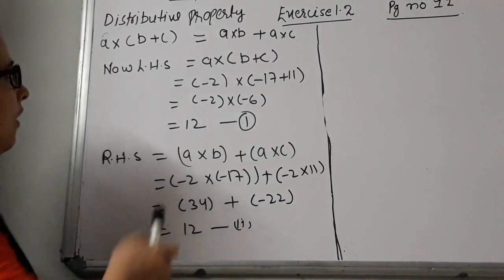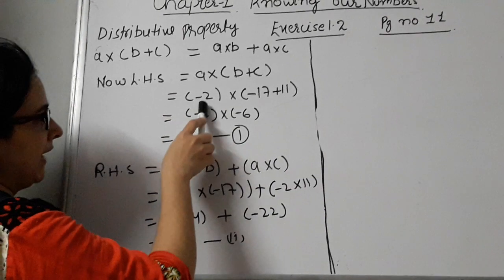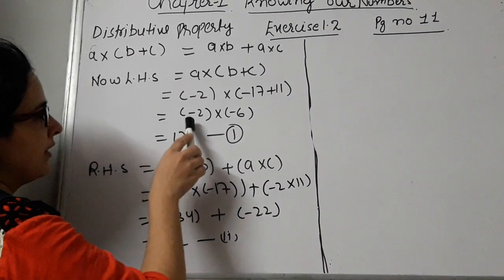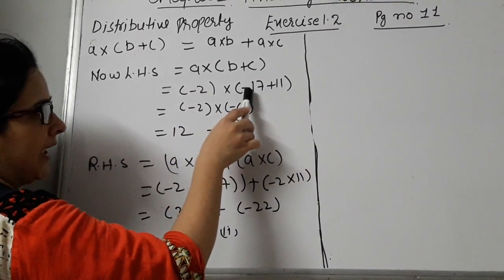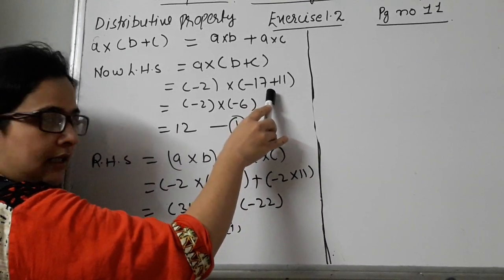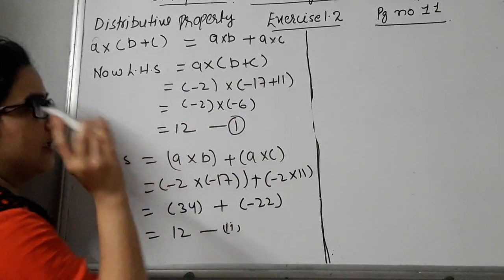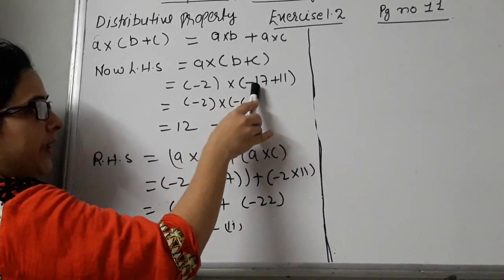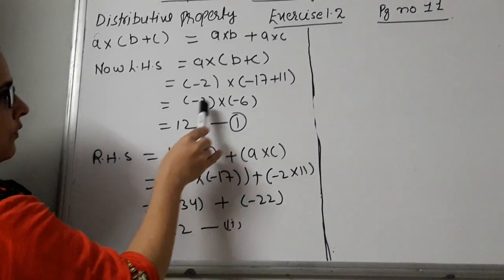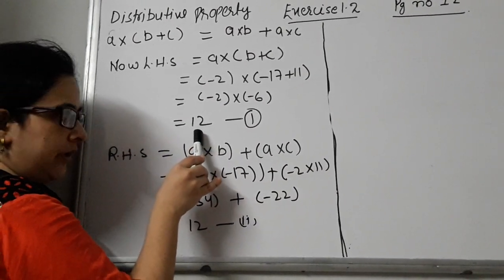So let us check. For left hand side, it is A into (B + C). What is A? -2 into (B + C), that is (-17 + 11). Now here one is minus, one is plus, so what we are going to do? Subtraction, because when the signs are different, we are subtracting. -17 plus 11 is -6. We are putting the minus because the bigger number is 17 and it is a negative integer. -2 into -6 is 12. Minus into minus is plus. That is why the answer is 12.